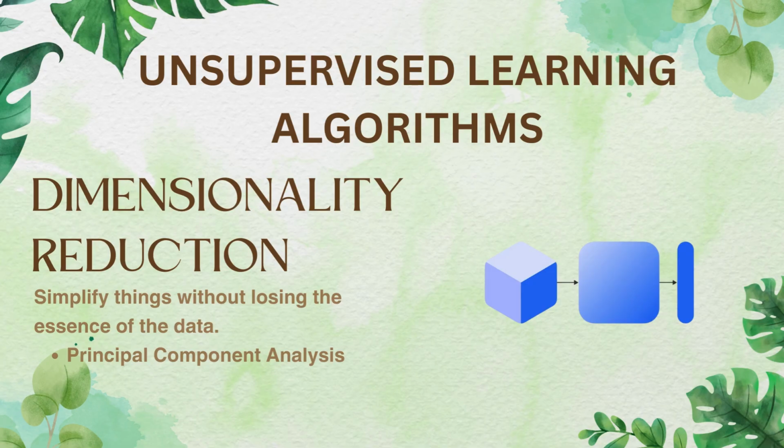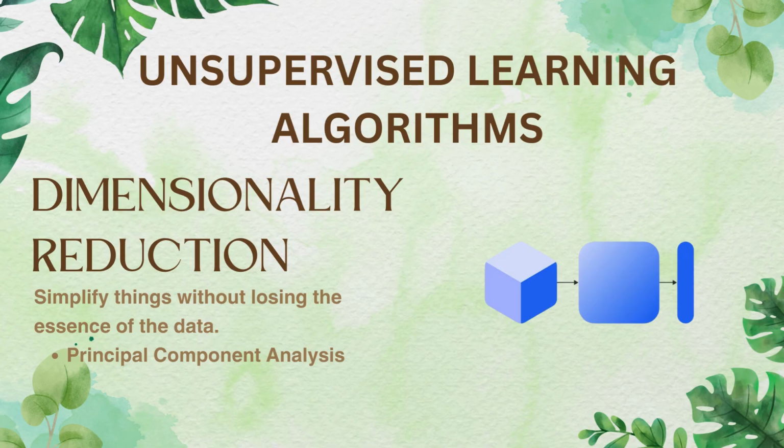Nice, Asma. What about dimensionality stuff? I hear that word thrown around a lot. Yes, Razia. Dimensionality reduction, that's our third big algorithm. Basically, when your data set has way too many features or columns, these techniques help simplify things without losing the essence of the data. So, is it like decluttering data?